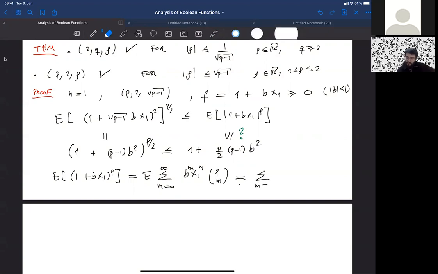Say, let me write the first term, which I want to isolate. And the odd moments here will die. So we just have m even. And then we just have that.